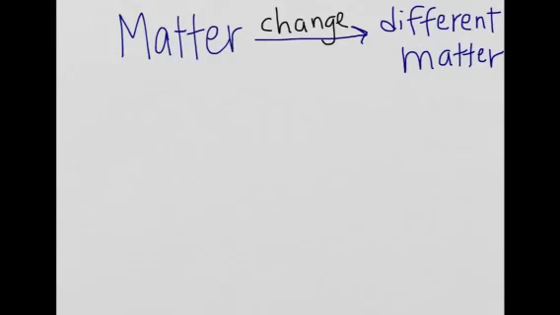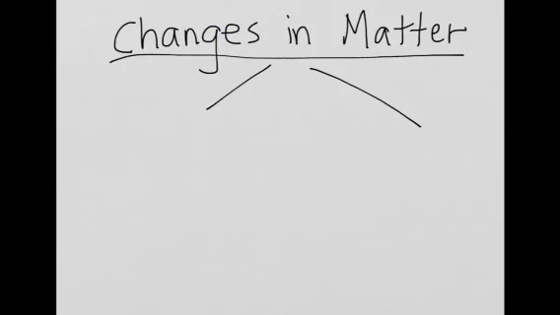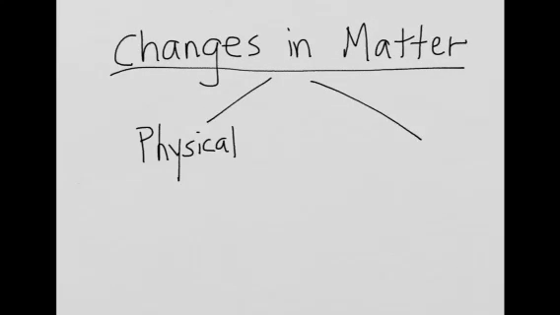Now matter can change, and that's what makes chemistry interesting. We're going to be studying all kinds of changes that matter undergoes, for example, decomposition or combustion. It turns out that there are two basic ways that matter can change. Matter can undergo a physical change, and matter can undergo a chemical change.